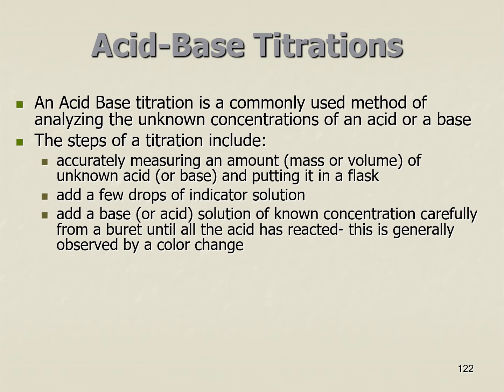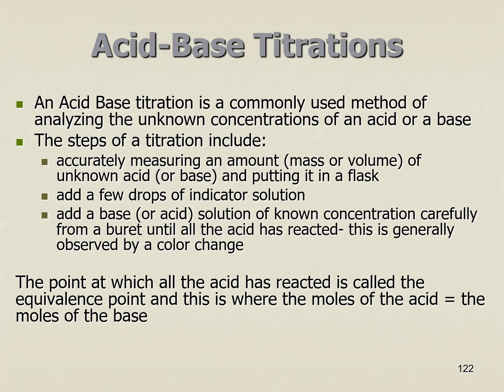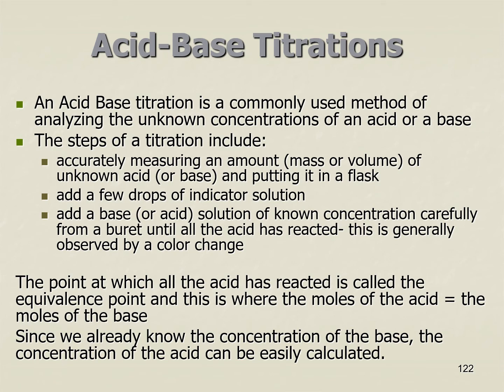And you put one in the flask and you add the other one slowly until you see a color change, and then you stop. Now the point where all the acid has reacted is called the equivalence point or the end point, and this is where moles of acid equal moles of base. An acid-base reaction is usually a 1-to-1 ratio, so moles of acid equal moles of base. And since we already know the concentration of the base or the acid, depending on which one you're trying to find, the concentration of the acid can be easily calculated.